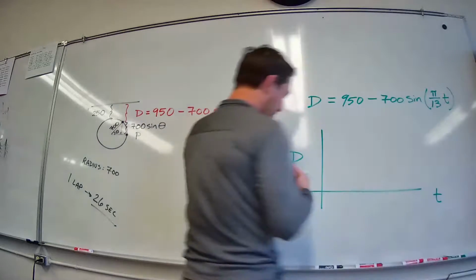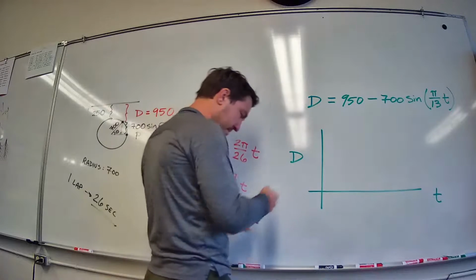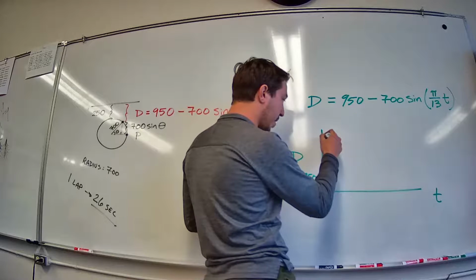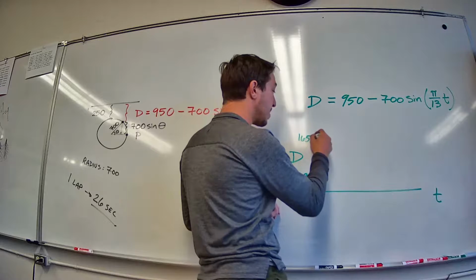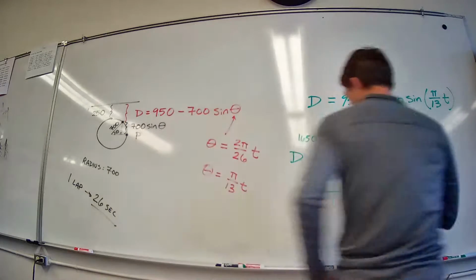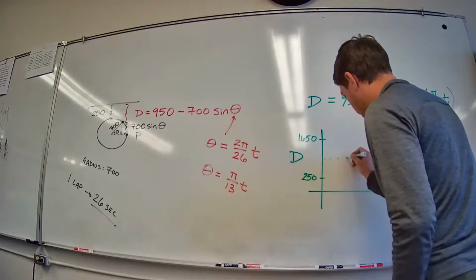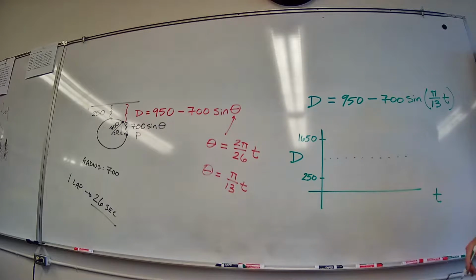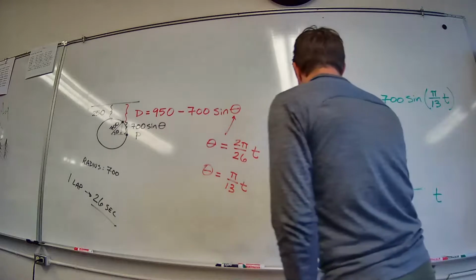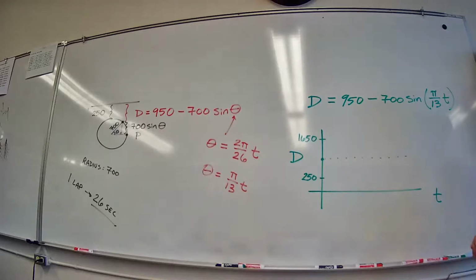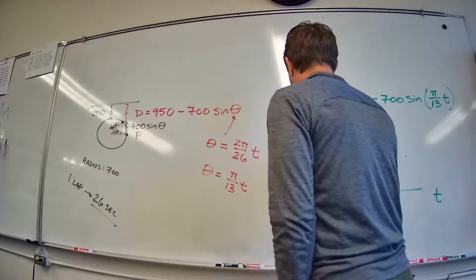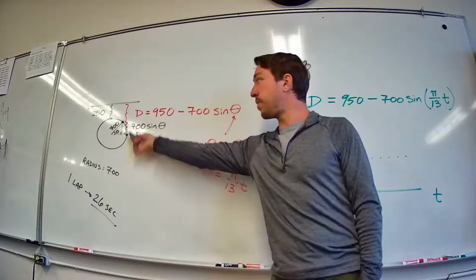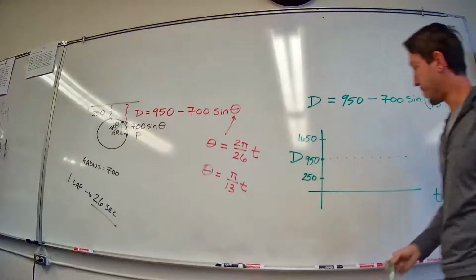Okay, what was the min value of D again? 250. The max value was 1650. By the way, what number is this right here? 950. So 950 is actually where we start, right? At time 0, at this location right here, what's our D value? It would be 950.